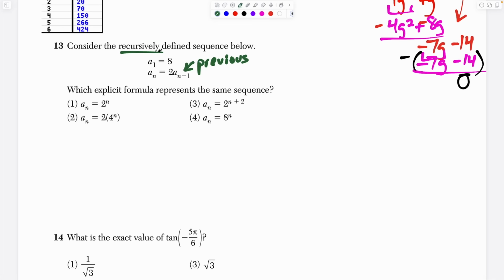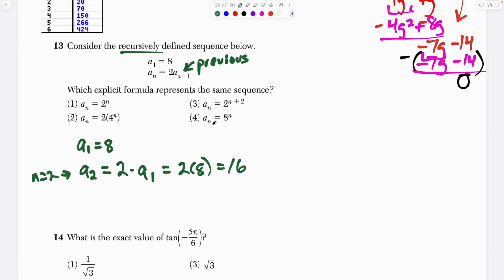So what we have here is, let's say I want to build this up. a1 is equal to 8, and then a sub 2, so if I plug in n equals 2 into the formula a sub n equals, I get a sub 2 is equal to 2 times a sub, and then I plug in 2, and I would get 2 minus 1 is 1. So that would tell me a sub 2 equals 2 times a sub 1. A sub 1 was 8, and I get 2 times 8 is 16. So you see what's happening is I'm just doubling the previous term to get to the next term.